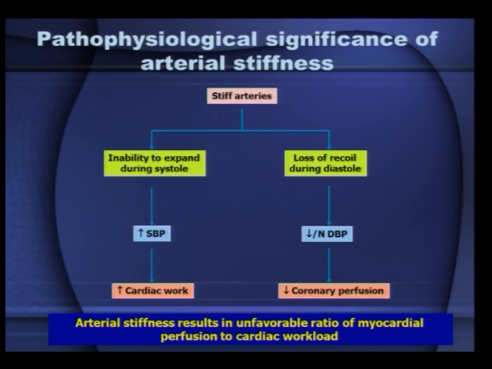So arterial stiffness results in an unfavorable ratio of myocardial perfusion to cardiac overload. Just as people have been talking about lifestyle diseases, in a young individual who is metabolic, obese, and has high blood pressure, if this starts occurring at the age of 25 to 30, then you can know that this individual is going to have the ravages of hypertension, stroke, heart failure. One of the commonest reasons of heart failure is actually systolic hypertension.